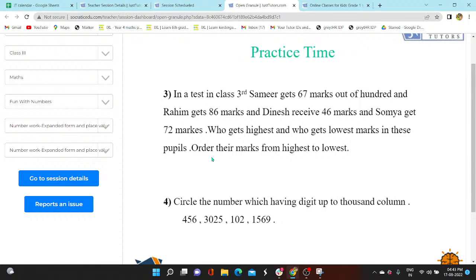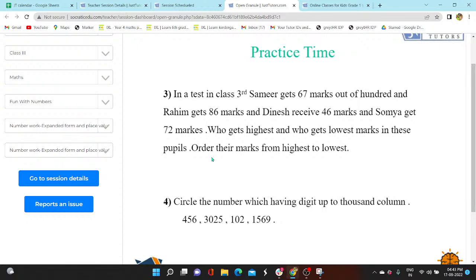Okay, let us read the question and we would do the solution of this question on that page. In a test in class 3rd, Sameer gets 65 marks out of 100 and Rahim gets 86 marks and Dinesh received 46 marks and Soumya got 72 marks. Who gets highest and who gets lowest marks in these pupils? Order their marks from highest to lowest.